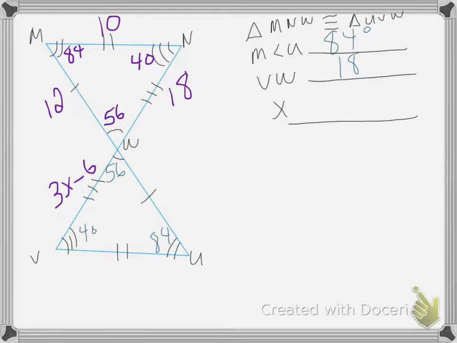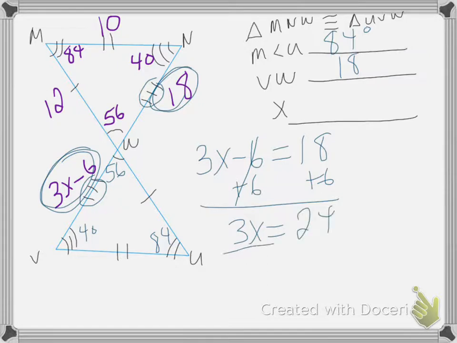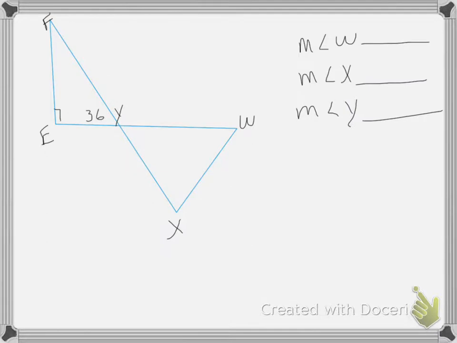Okay. Now, the teacher got tricky, wants to know what X is. But you do the same thing. I told you this one has 3, this one has 3. So this and this are equal. 3x minus 6 equals 18. Add 6. 18 plus 6 is 24. Divide by 3. X is 8. 8. There we go.